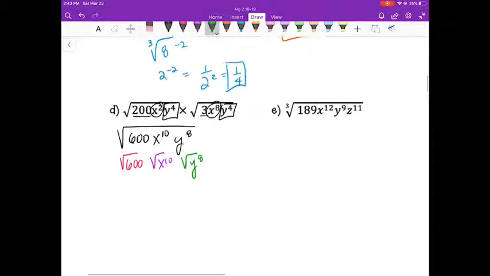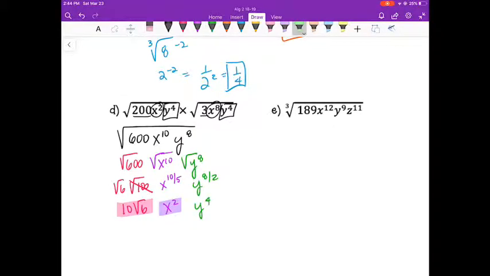Well, the square root of 600 we would break down into the square root of 6 times the square root of 100, since the square root of 100 is 10. So I have 10 radical 6 that I'm going to hold on to. Square root of x to the 10th, if we change that to fractional exponents, that's x to the 10/2, which is just x to the 5th. Same idea with square root of y to the 8th, that's y to the 8/2, which is just y to the 4th.